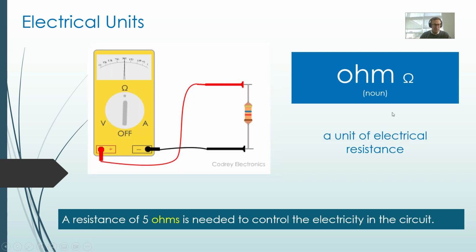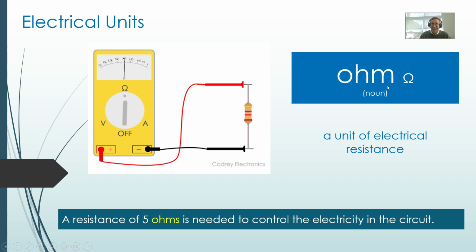Ohm. This is a unit of electrical resistance. So here we're using the multimeter or the ohmmeter to measure the resistance in this material here. For example, a resistance of 5 ohms is needed to control the electricity in the circuit.